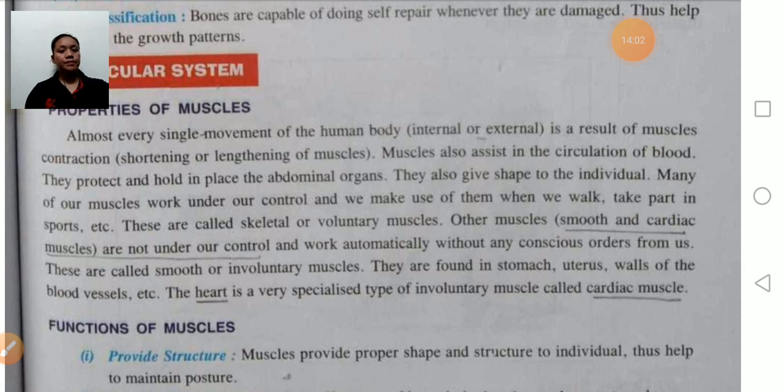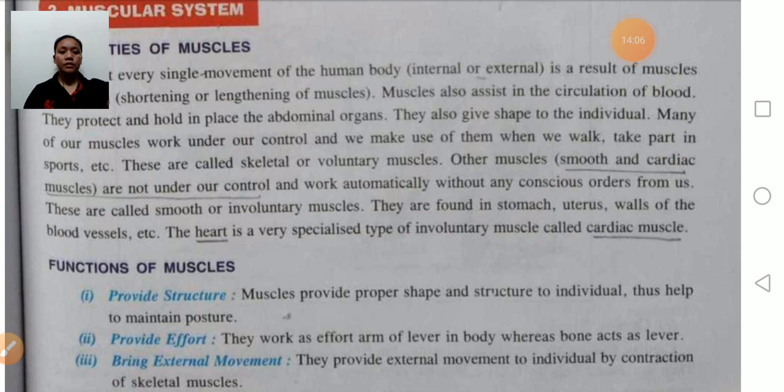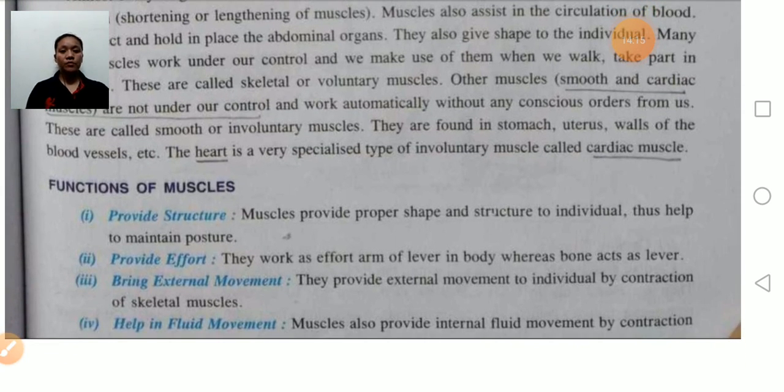Involuntary muscles are found in the stomach, uterus, wall of the blood vessels, etc. And the heart is a very specialized type of involuntary muscle called cardiac muscle. Cardiac muscle is only found in the heart.